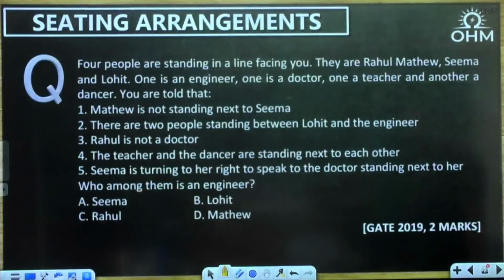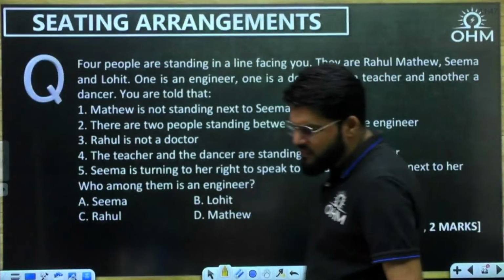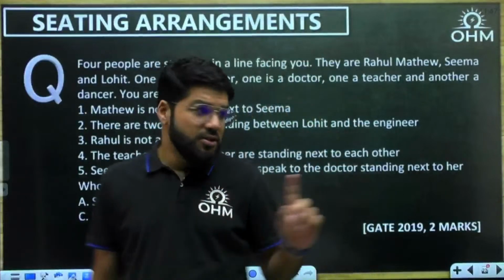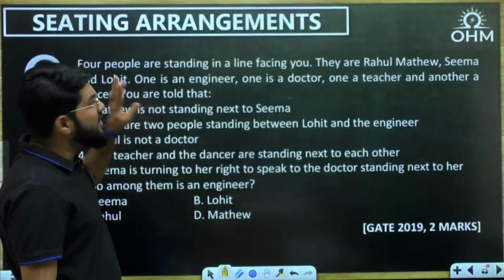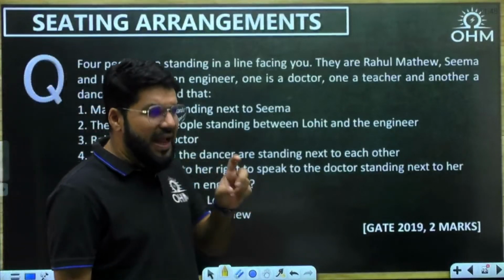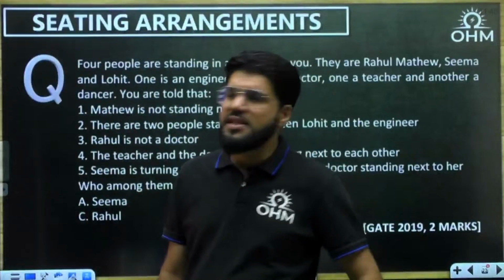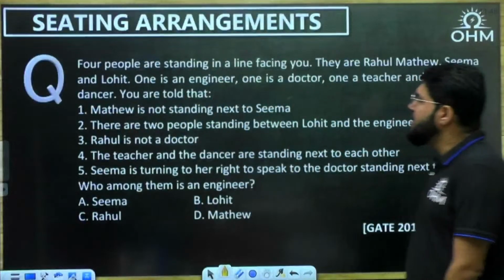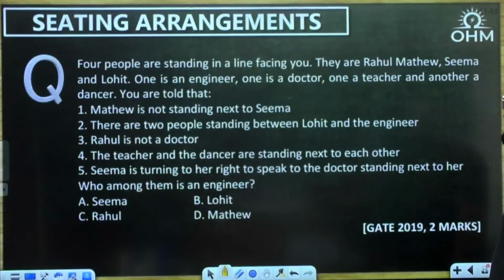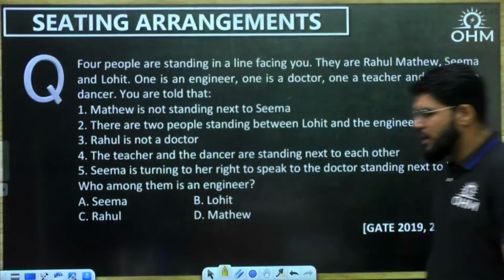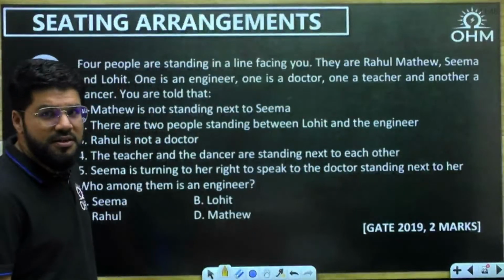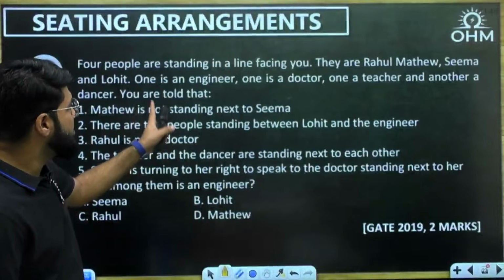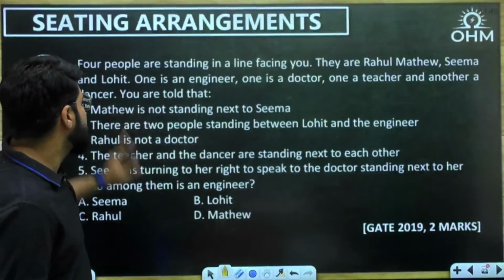Now this is also an arrangement question but with slight mapping. It is a good question from GATE 19, 2 marks, because there are four persons and their professions given. So arrangement and mapping of the person with profession. Four people are standing in a line facing you: Rahul, Matthew, Seema and Lohit. One is an engineer, one is a doctor, one is a teacher, one is a dancer.